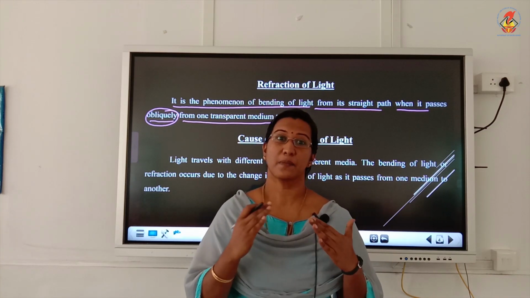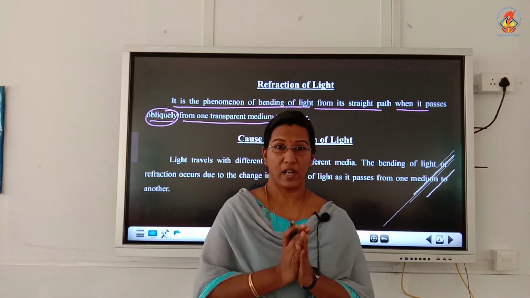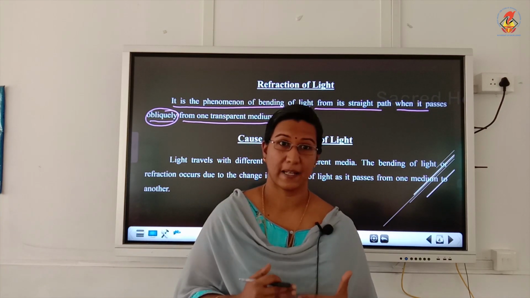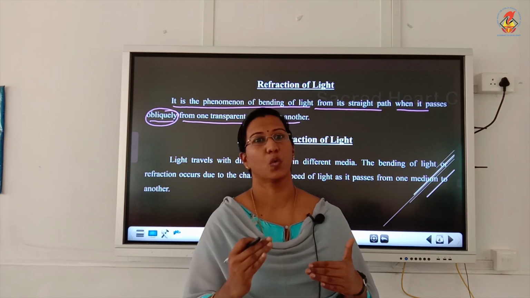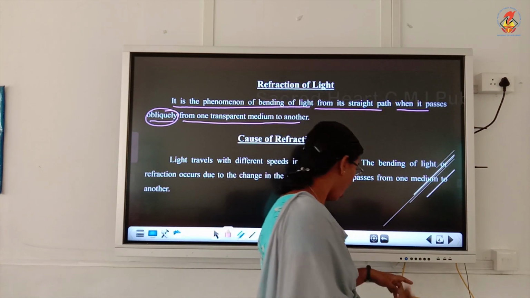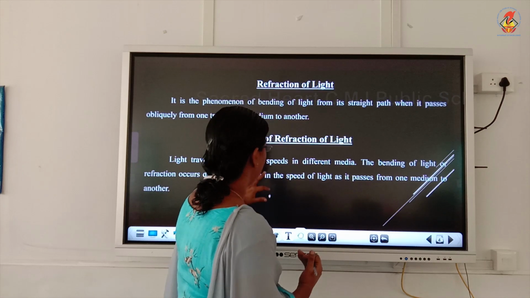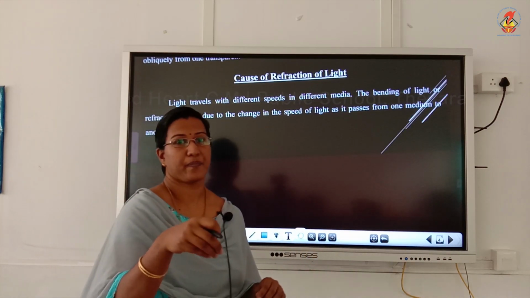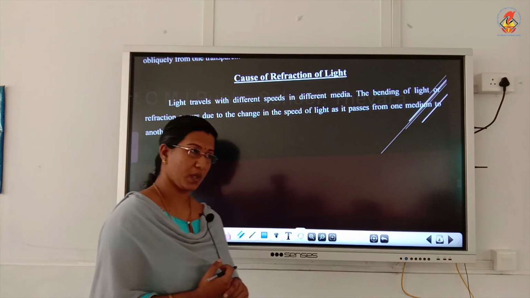If the speed is more, then the ray will get refracted or move away from the normal, and if the speed is less, then the light ray will bend towards the normal. It all depends on the medium from which the light is coming and the medium to which the light is being refracted.